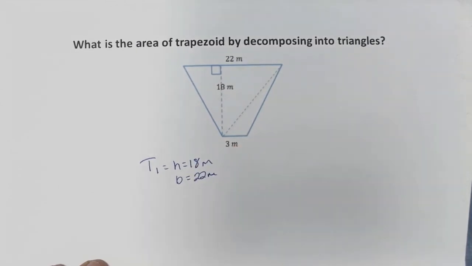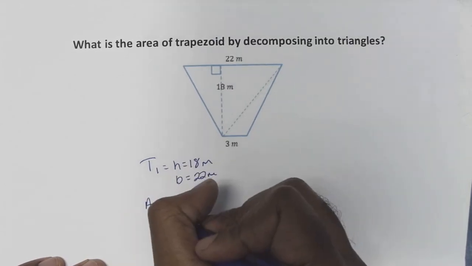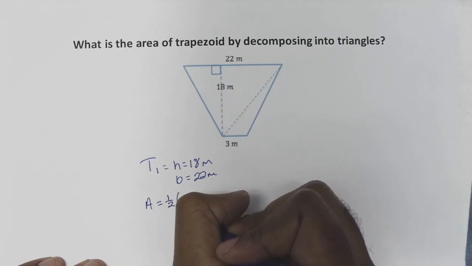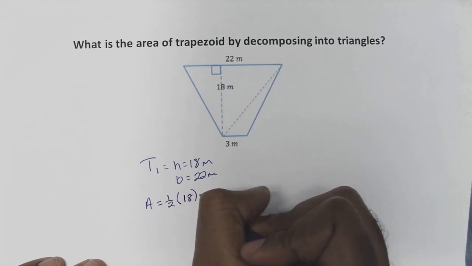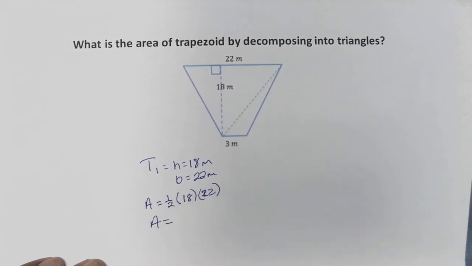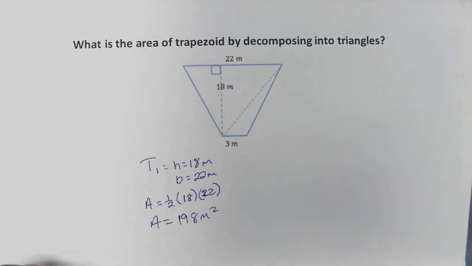Make sure you put those units. So now to find the area of this triangle, triangle 1 is going to be area equals 1/2 times 18 times 22. That's going to give me an area of what? 198 meters squared. Good job.